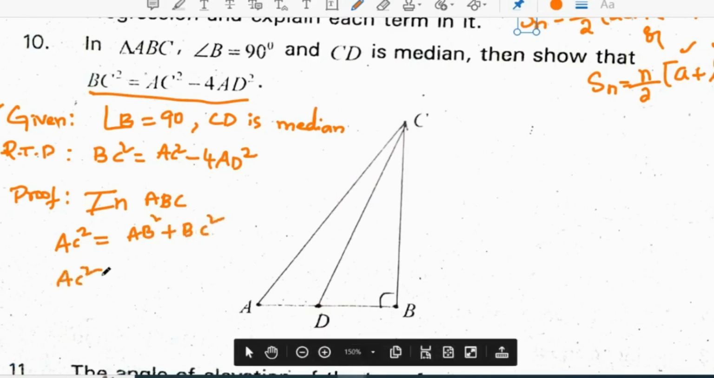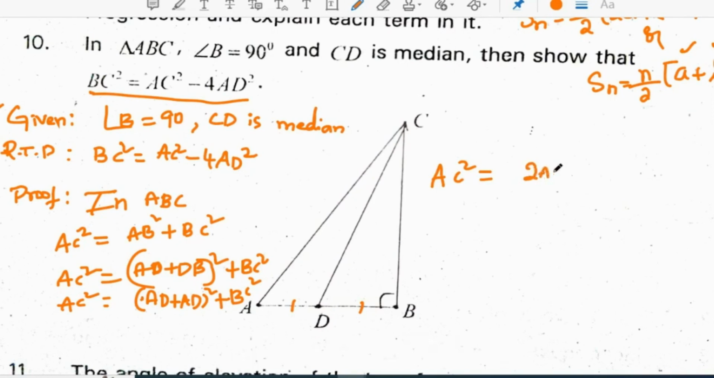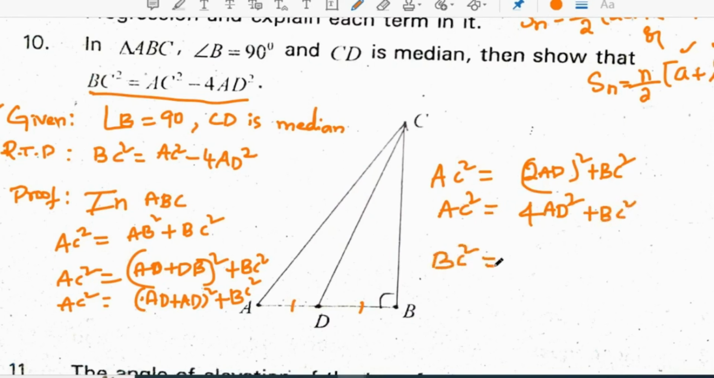So AC square is equal to AB, I will express as AD plus DB whole square plus BC square. So AC square is equal to, I will write AD plus DB as AD plus AD only. Reason is both are equal, D is median. So plus BC square. So left hand side AC square is equal to AD plus AD is 2AD whole square plus BC square. We know the value of 2AD whole square will be 4AD square plus BC square. So we will take this BC to the left hand side. BC square is equal to AC square minus 4AD square.